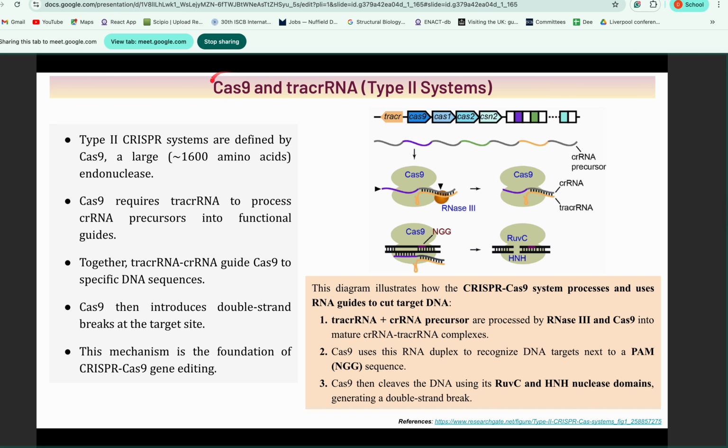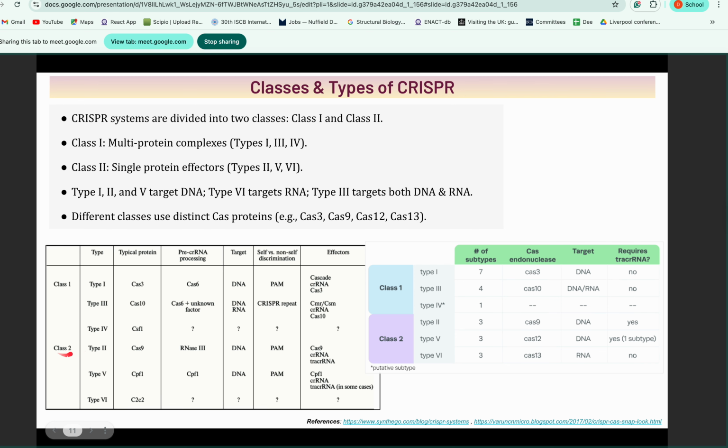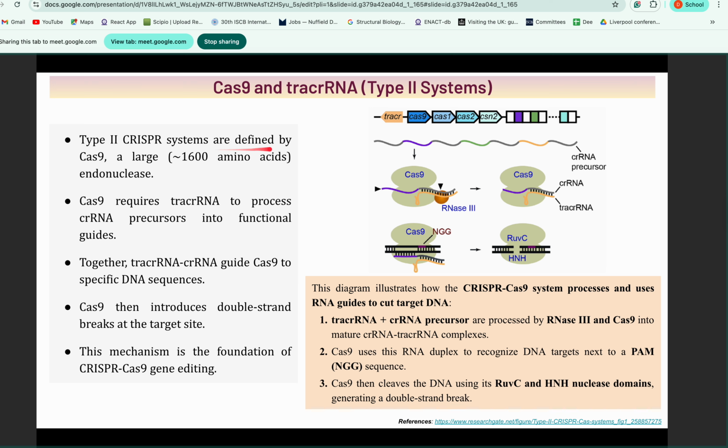Okay, now we'll talk about Cas9 and the tracer RNA in type 2 systems, because I mentioned that we will be mainly focusing on the type 2 systems where only a single enzyme is used. So type 2 CRISPR systems, belonging to class 2, are defined by Cas9, and these are large 1600 amino acid endonucleases. When we say Cas9 is bringing about a double strand break, that means these are the enzymes, these are the nucleases. So Cas9 is a large nuclease.